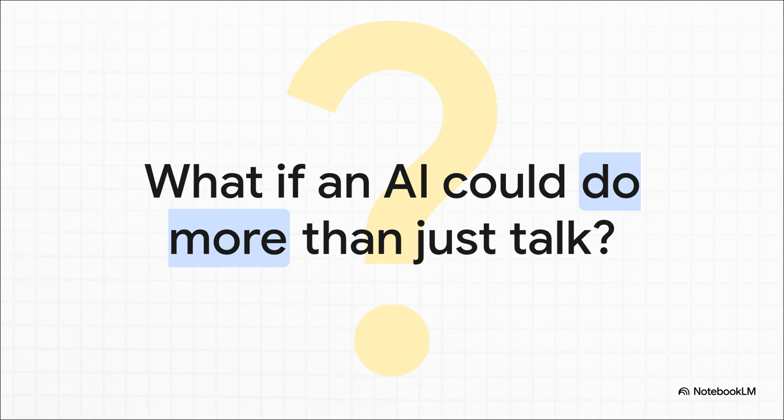So think about this for a second. What if an AI didn't just spit back a wall of text? What if it could actually think through a problem, make some decisions, and then figure out the absolute best way to show you the answer? That's the big question Elysia is trying to solve.